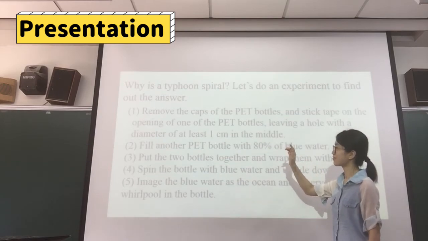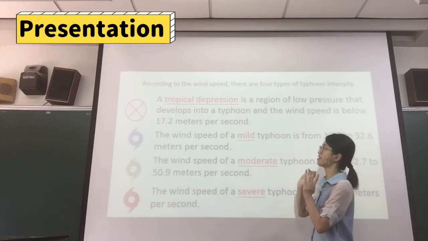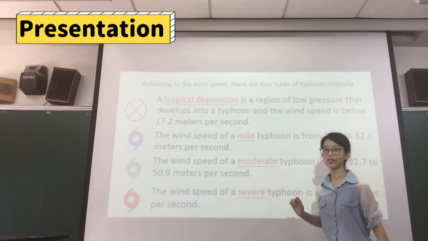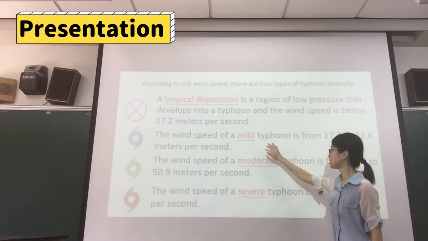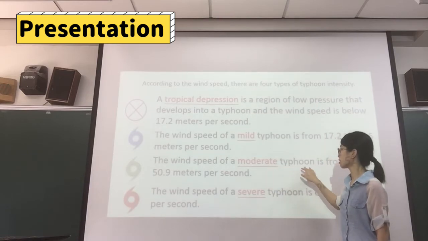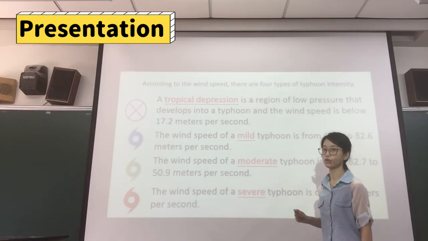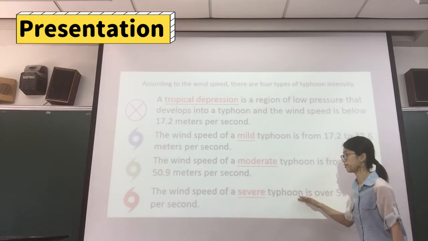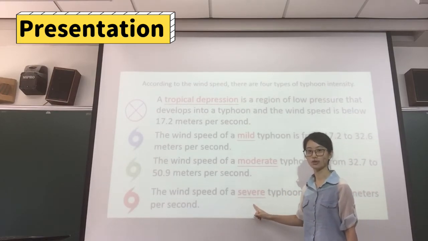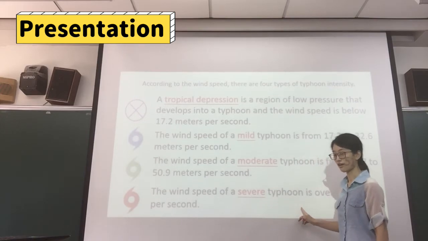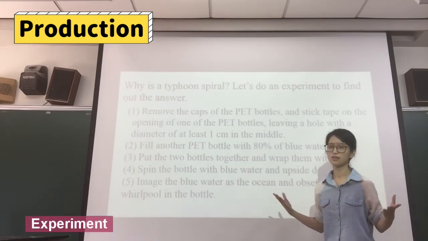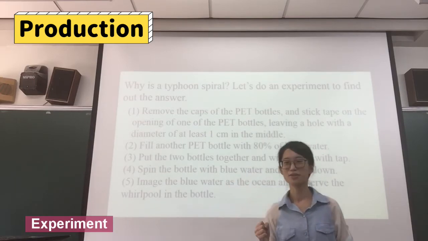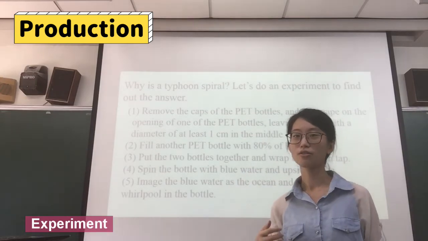Tropical depression is 热带性低气压, mild typhoon is 轻度台风, moderate typhoon is 中度台风, severe typhoon is 强度台风. And why is a typhoon spiral? Let's do an experiment to find out the answer.